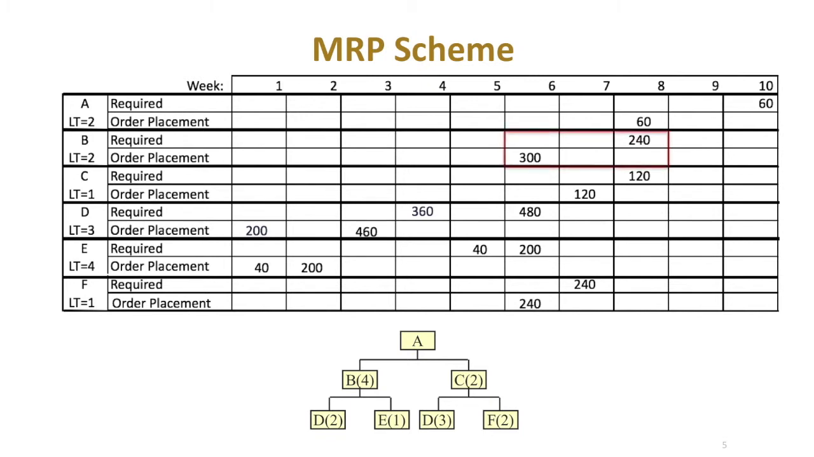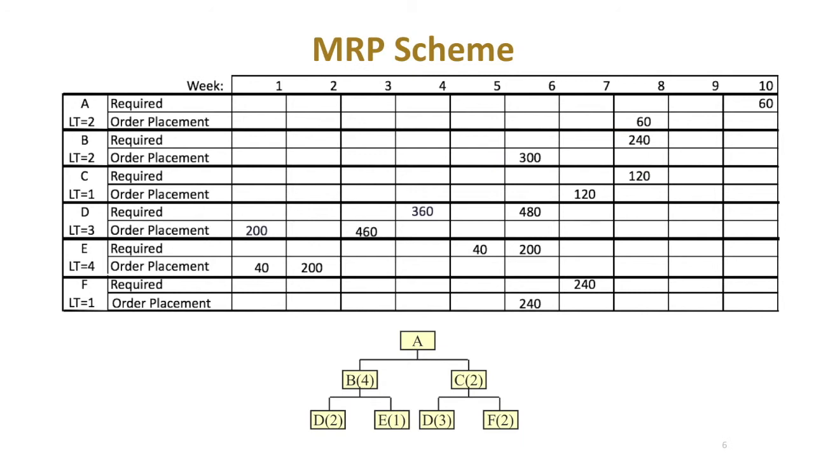It is interesting to see that the order placement of subassembly B in week 6 is not 240, but 300. The reason for this is that the minimum batch quantity of this subassembly is 300. By using a minimum order quantity, we may save changeover or setup times. On the other hand, we will create some additional B subassemblies on stock to be used in later final assemblies.